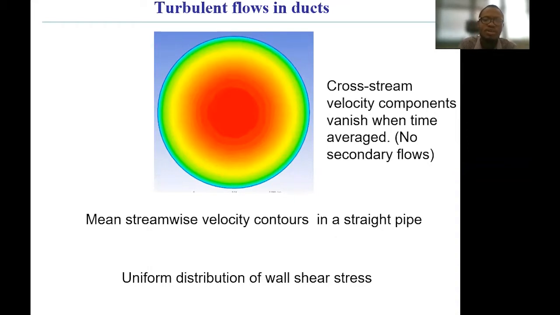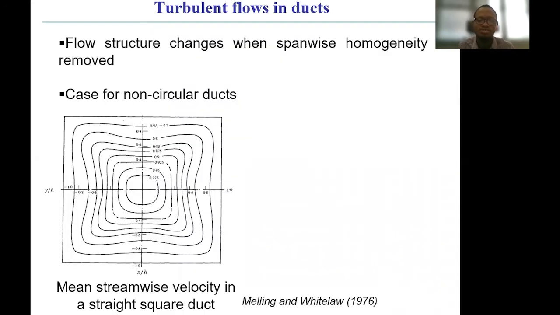Again, if you compute the shear stress at the wall, we will discover that the distribution of the shear stress along the circumference of the pipe is uniform. So this is the situation when you have a pipe. But what happens when you remove the span-wise homogeneity? When you do that, there's a distortion in the velocity profile, and that is what you get in non-circular ducts.